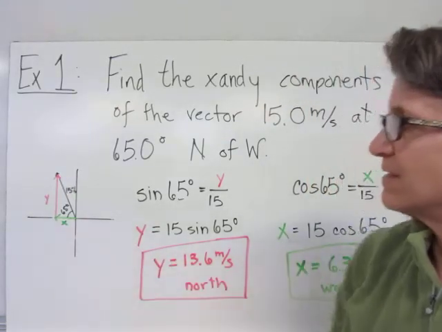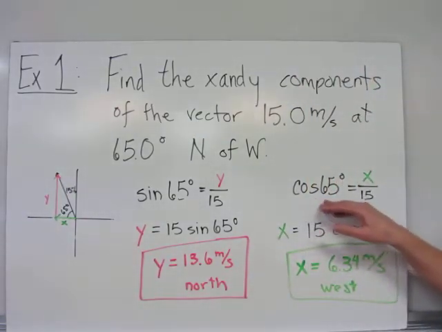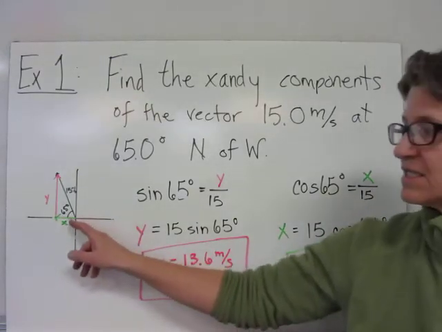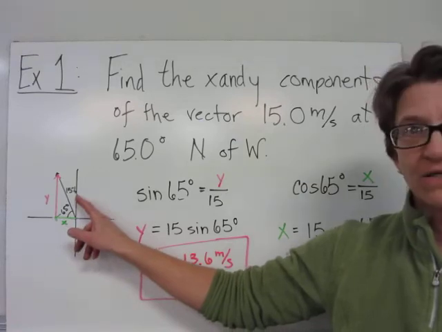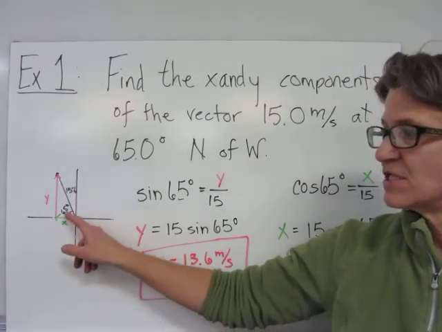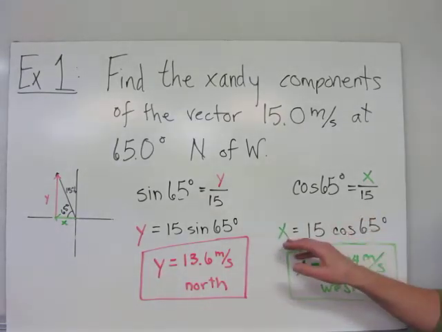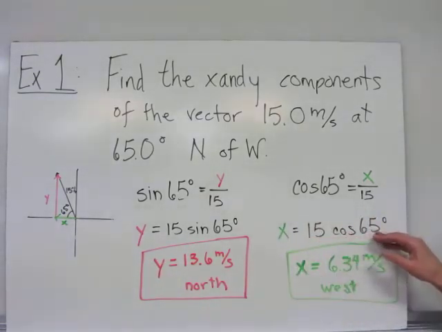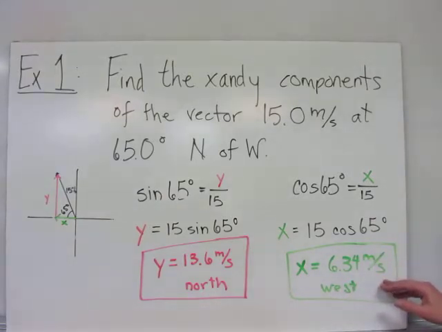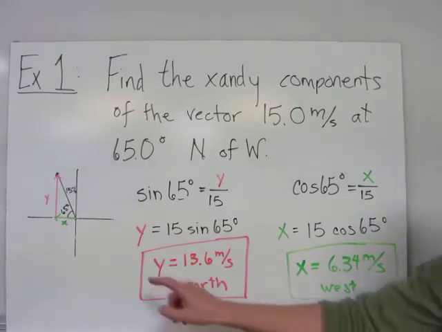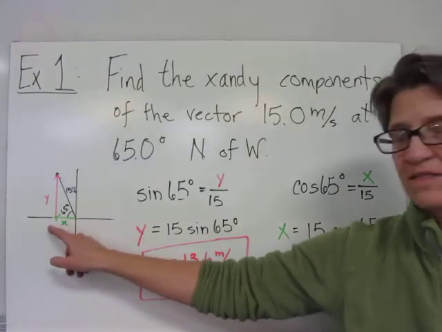For the x component, I have the cosine of 65 equals x over 15. Cosine is adjacent over hypotenuse. So x is adjacent to your angle of 65. I solve for x by multiplying 15 times the cosine of 65 degrees. My value is 6.34. I add the units, meters per second, and I verify the direction as west.